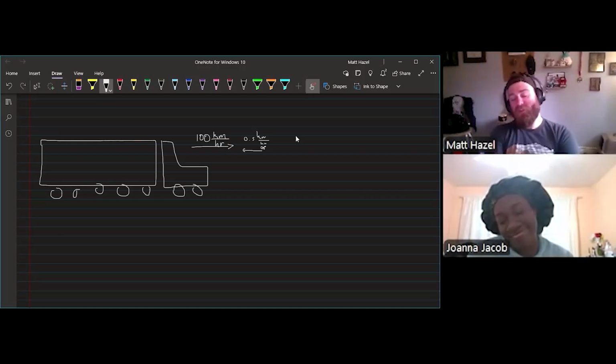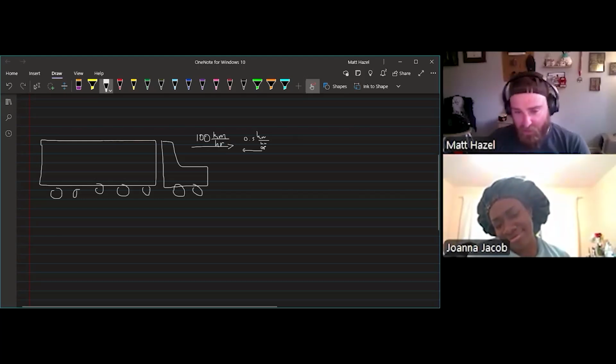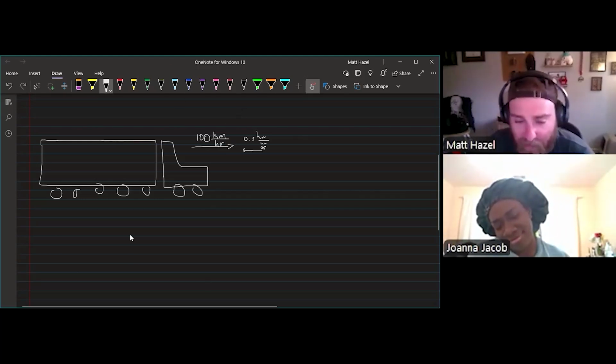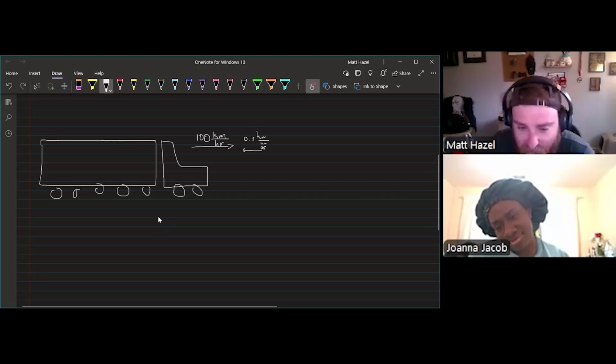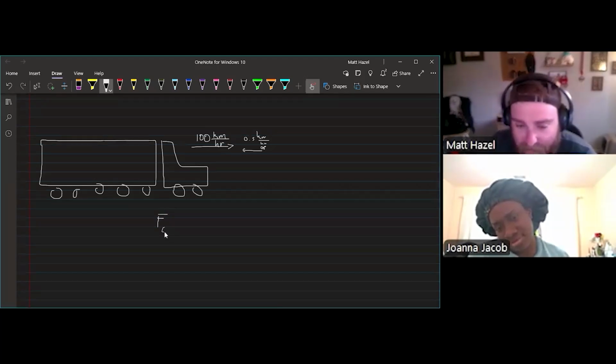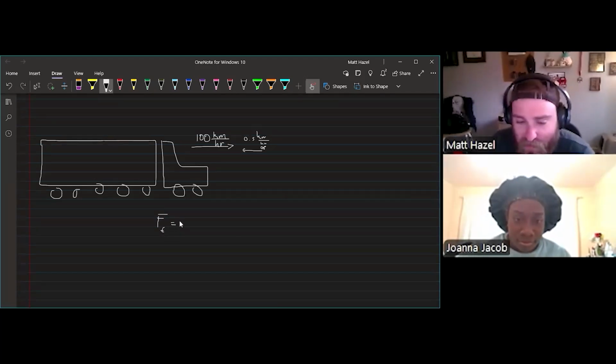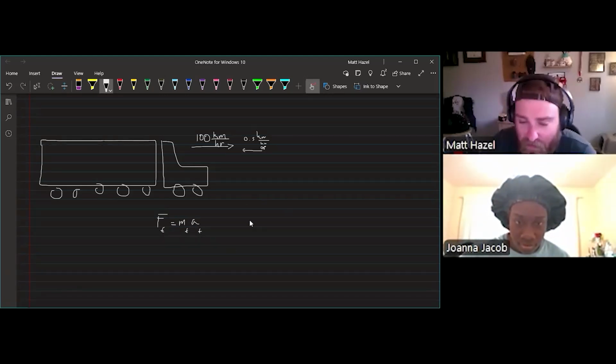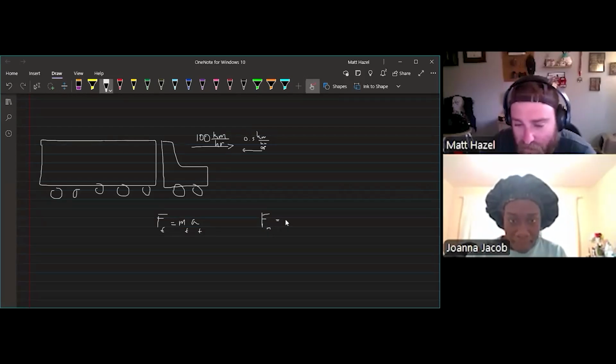Okay, so let's look at this conceptually, or sorry, mathematically. So we have a force of this truck, right? F_t equals the mass of the truck times the acceleration of the truck. And then we have the force of the mosquito, right? It equals the mass of the mosquito times the acceleration of the mosquito.